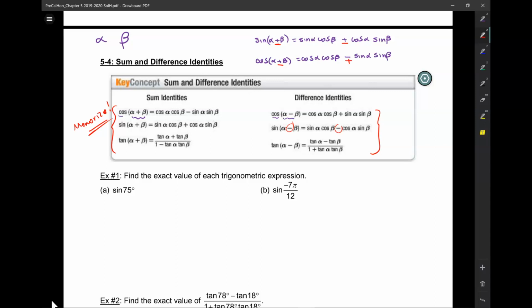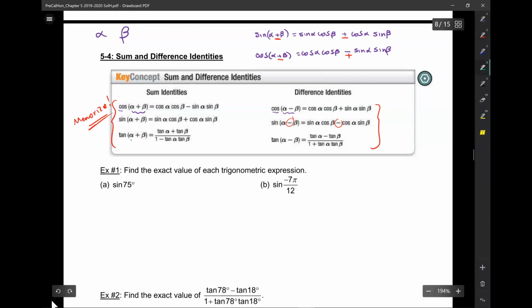Okay, tangent, you're on your own for tangent, but there is a cute little pattern. So if you have tangent of alpha plus beta, look at what happens. You have each angle get its own tangent, tangent of alpha plus tangent of beta, and then in the bottom you sort of have this, right? This you just have to memorize.